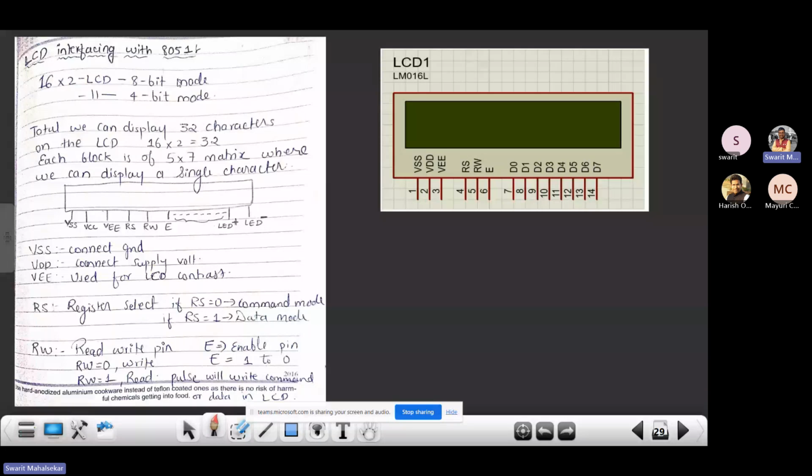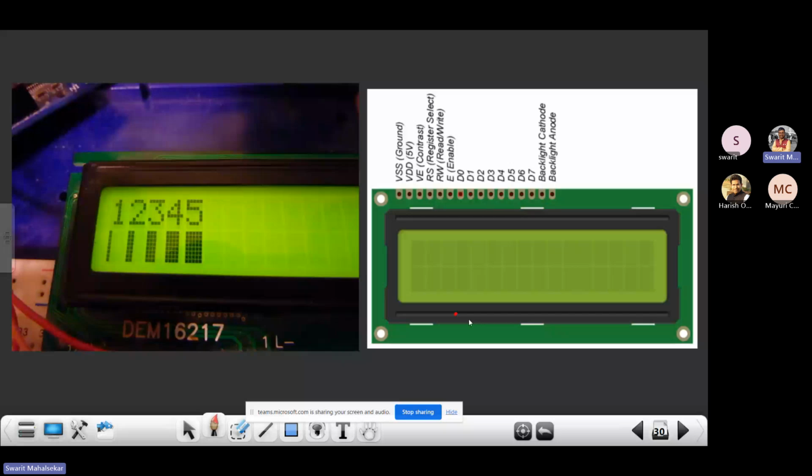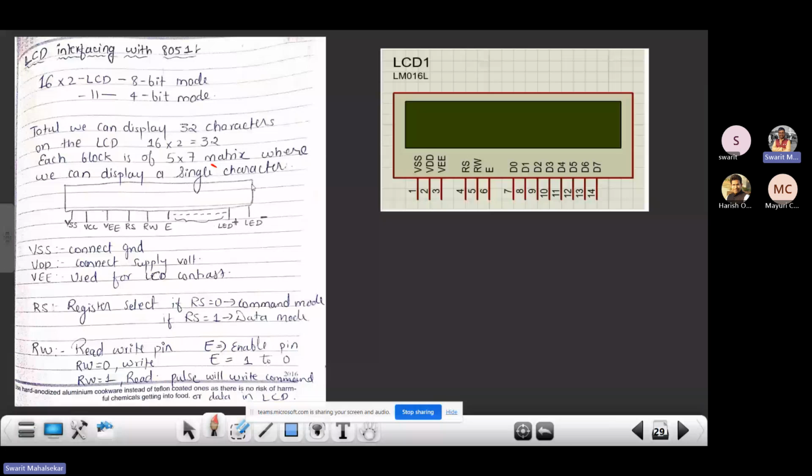So first of all, we'll try to clear this. What is 16 into 2? Just have a look over here. There are how many blocks? 1, 2, 3, up till we have around 16 blocks. So there are 16 blocks. And we have 2 rows, right? So 16 into 2 is how much? 32, right? So the total number of characters that we can display is around 32. This is what I had mentioned. In total, we can display around 32 characters because we have 16 into 2.